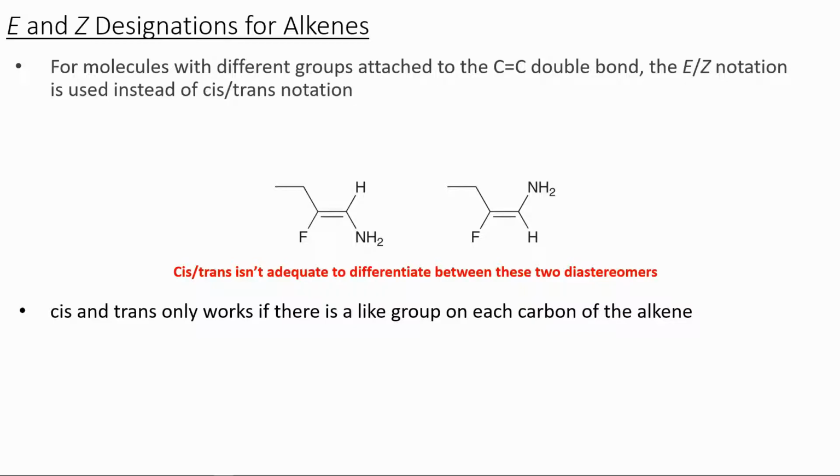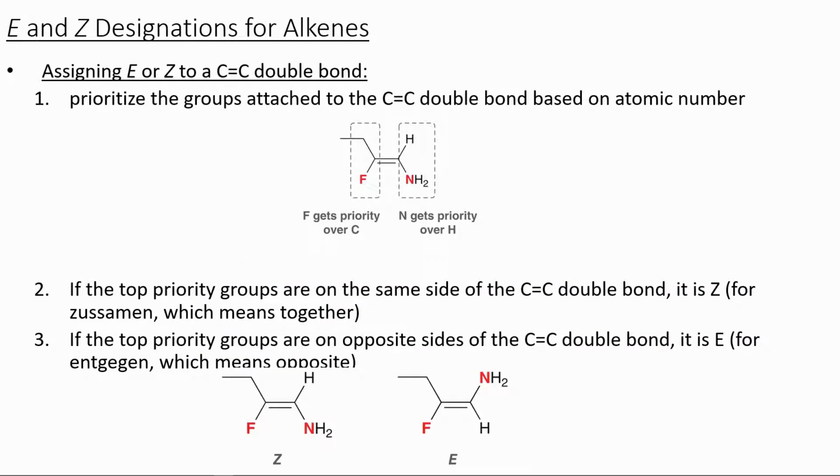In some cases, we're going to have an alkene or double bond that has more than two substituents. And in this case, we're going to use the E or Z notation instead of cis or trans because cis and trans is not adequate to differentiate between the two diastereomers. Cis and trans only works if there's a like group on each carbon of the alkene, but here we have different groups, and so we'll have to prioritize the groups using a similar priority method that we used in the past, by atomic number.